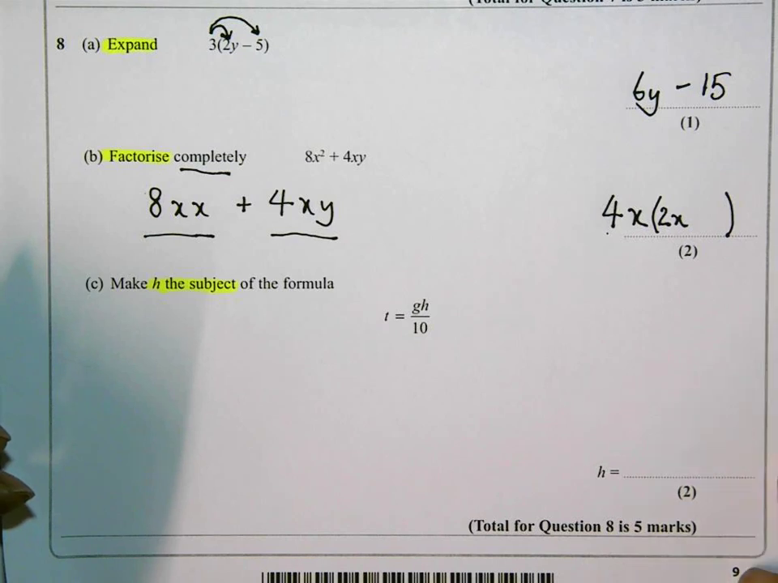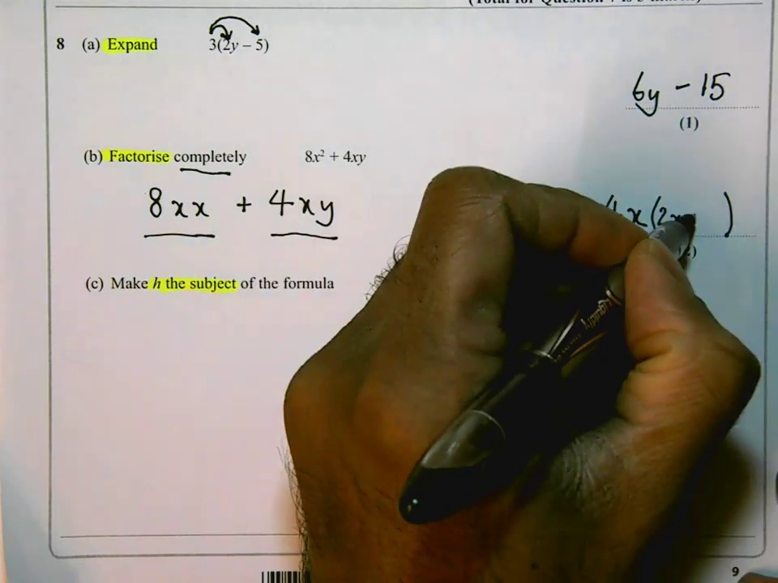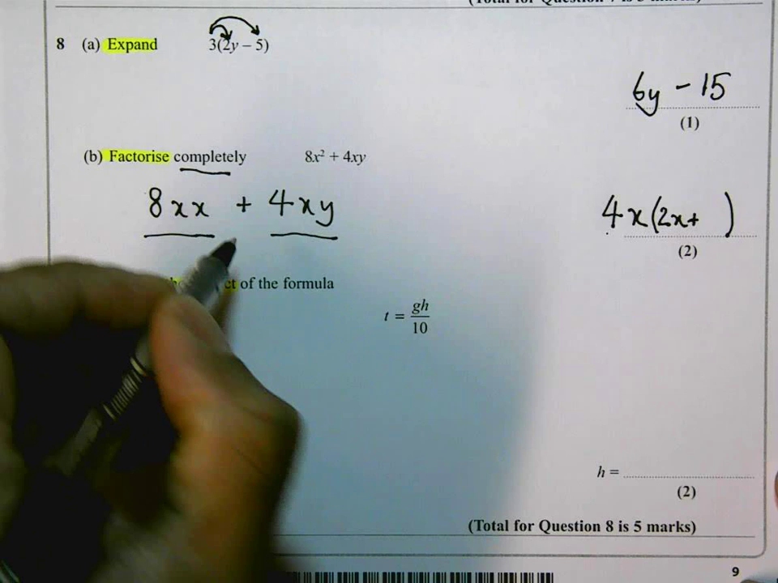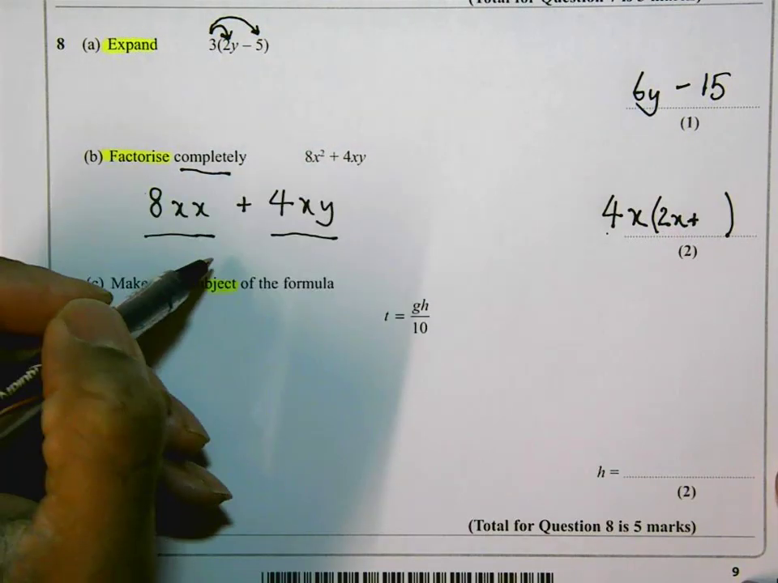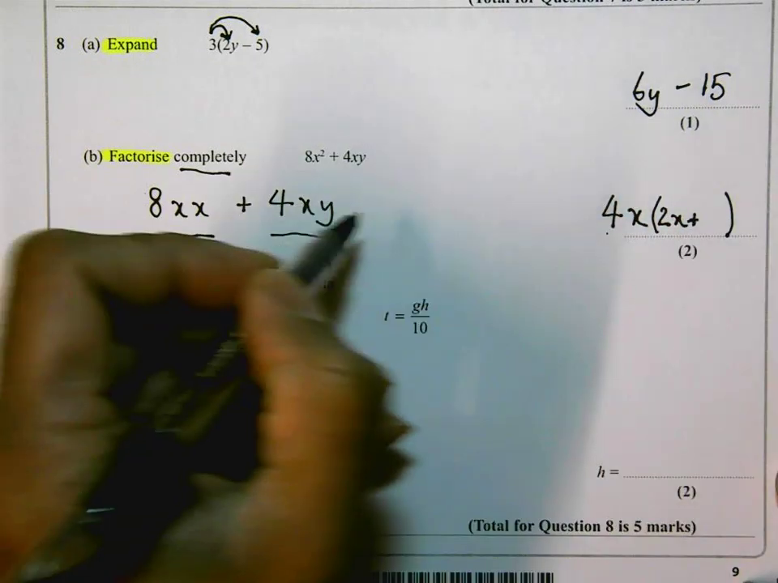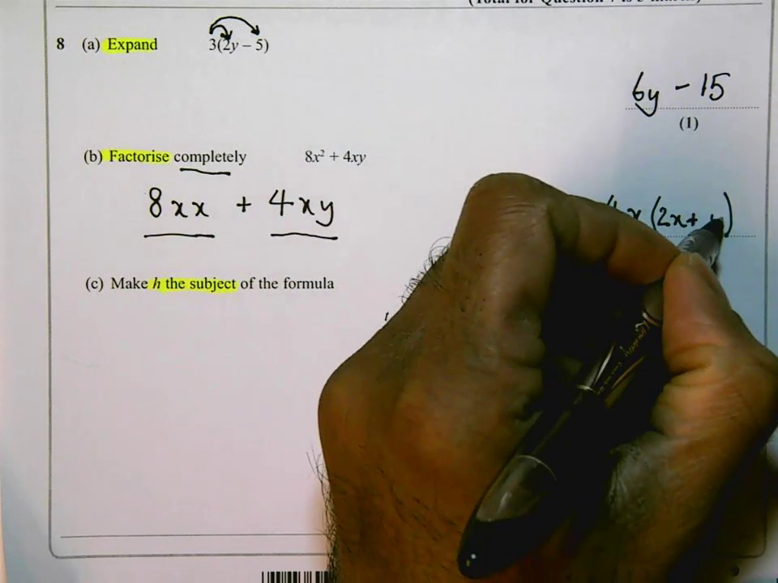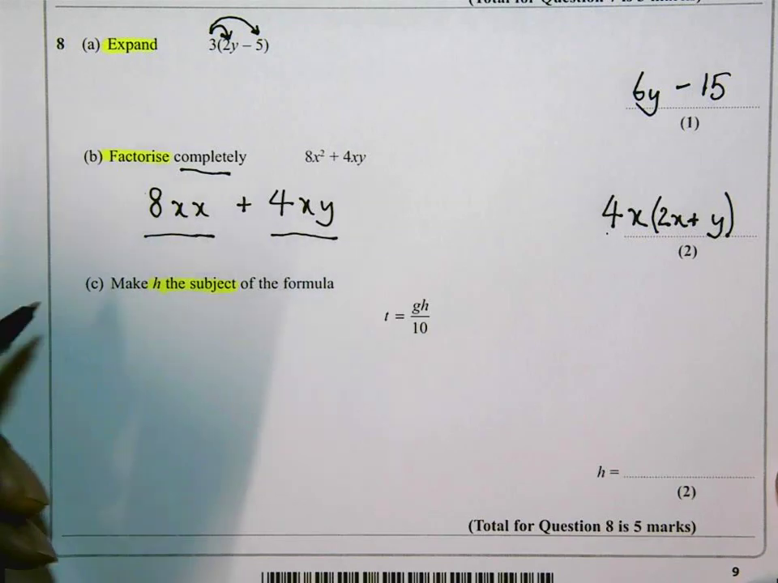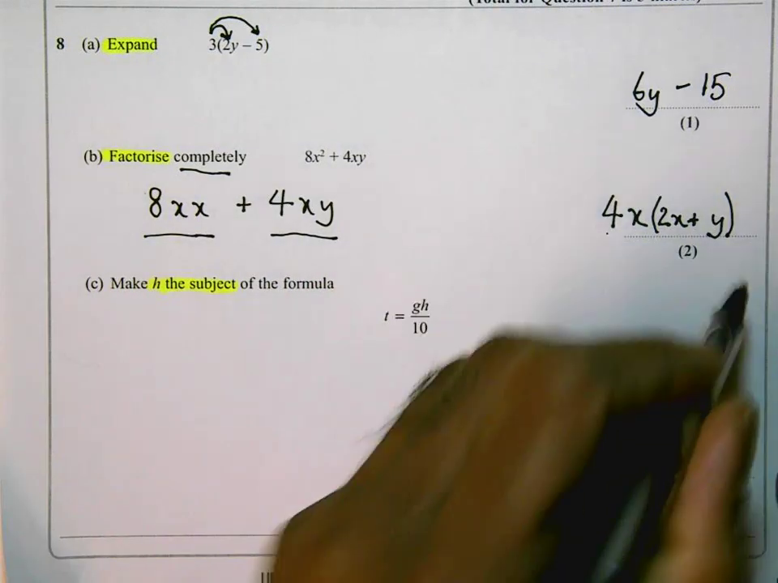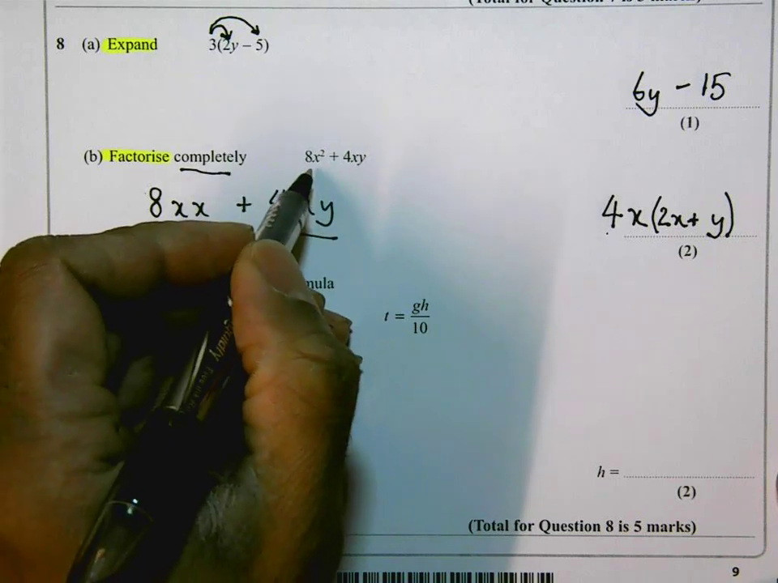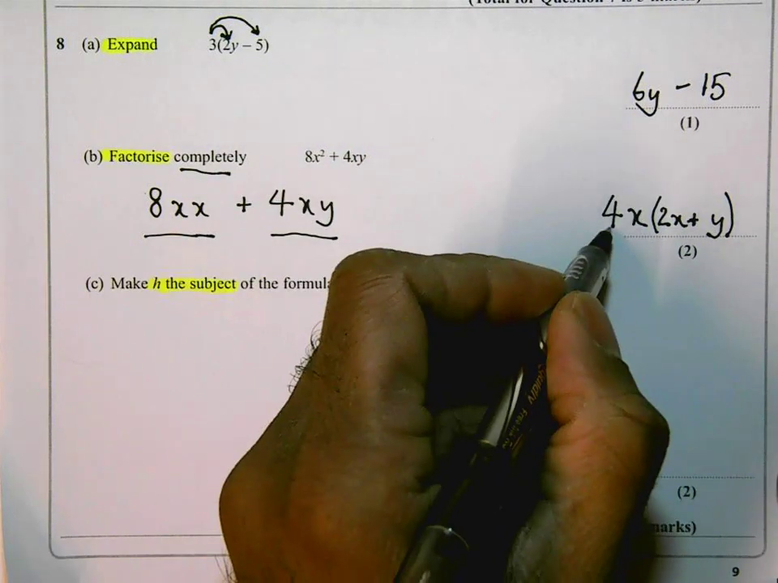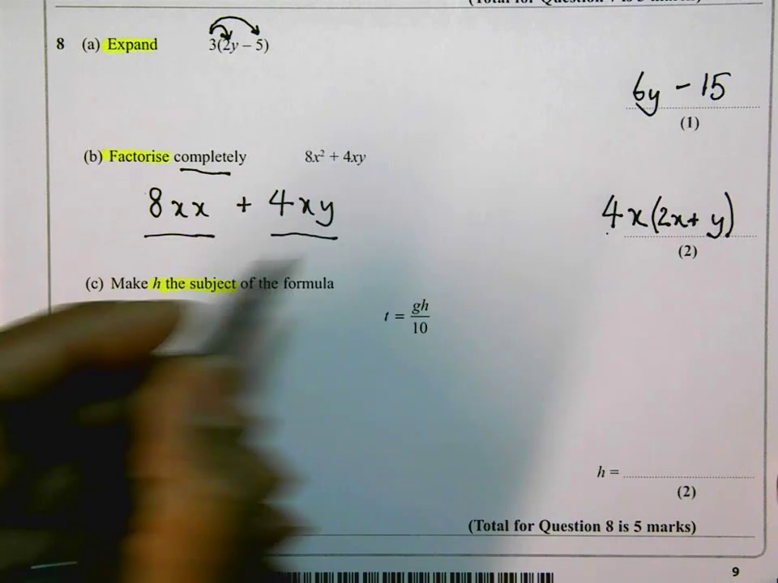And there's a plus sign in the middle. And now I need to do 4x times what is going to give me 4xy. Well, I think that's a bit more straightforward. 4x times y must give me 4xy. Okay, and if I check that, 4x times 2x is going to be 4 2's are 8, x squared. Yep, and 4x times y is just going to be 4xy. So that is it, and that's spot on.